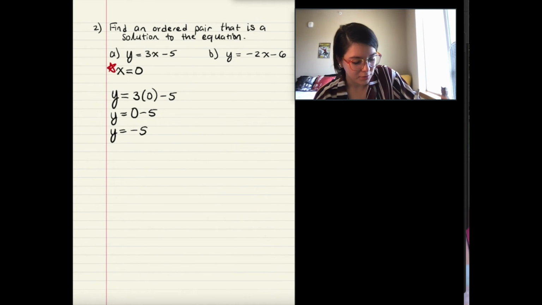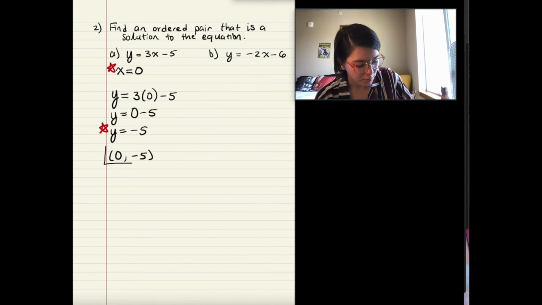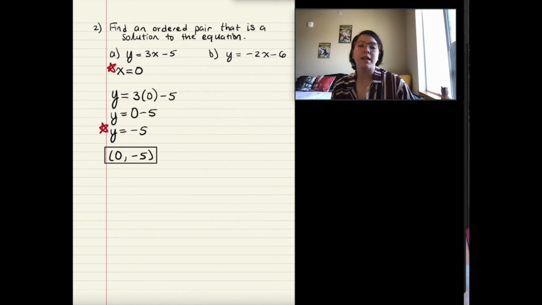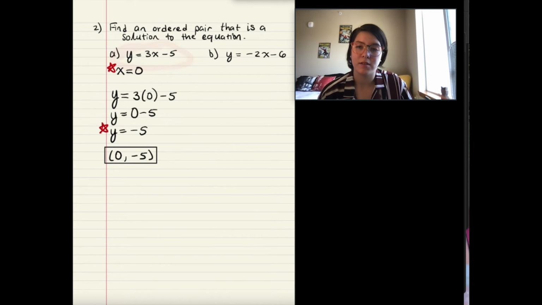So we have our x coordinate, we have our y coordinate, so we can write that together as a coordinate pair. We have the point 0, negative 5. And that would be a point that lies on the line. Take a minute, go ahead and try to see if you can find another point that would lie on this line. Again, all you have to do is pick an x coordinate, anything you want, and then plug it in and try to figure out what y is.